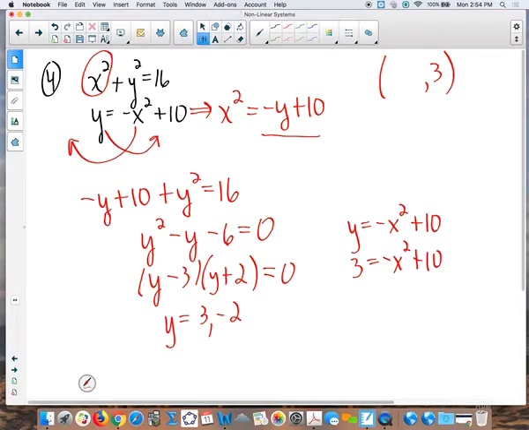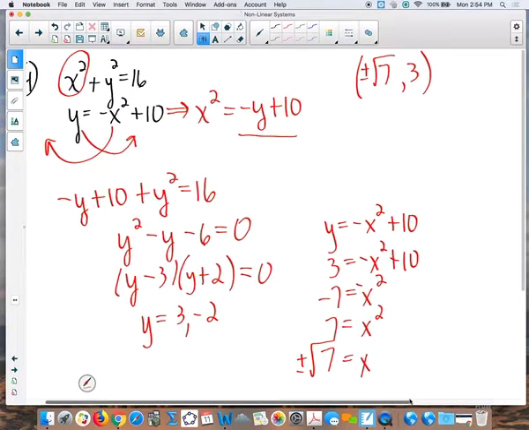I can subtract 10 from both sides. Negative 7 equals negative x squared. Divide by negative 1. 7 equals x squared. So x equals plus or minus the square root of 7. So I have 2 intersection points right away. And I can do one more here.